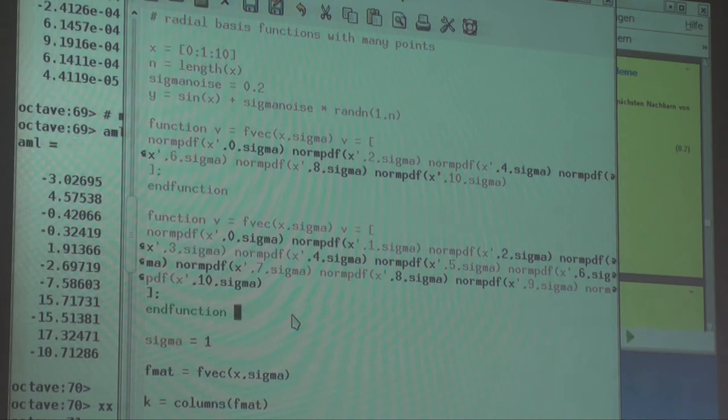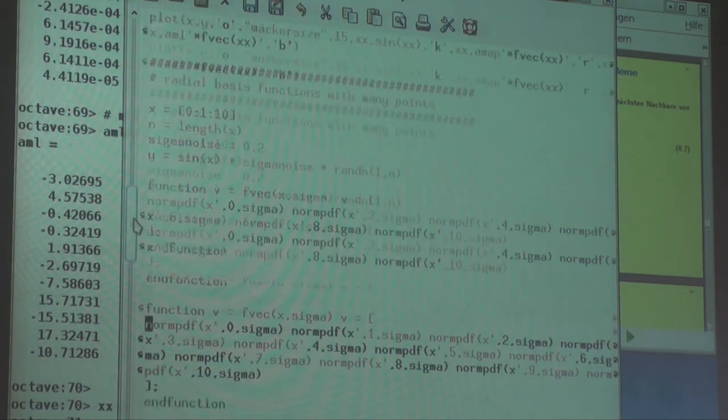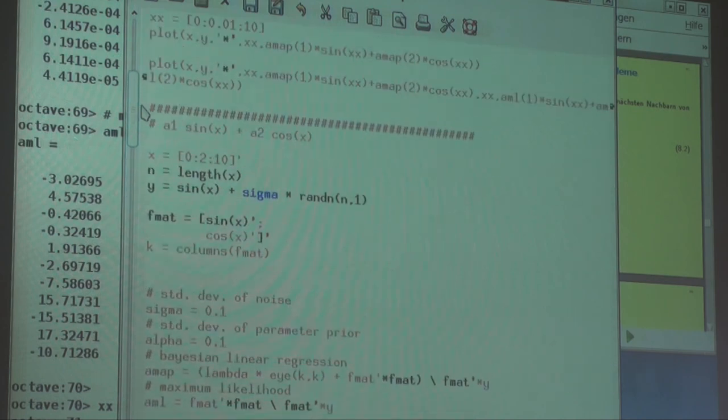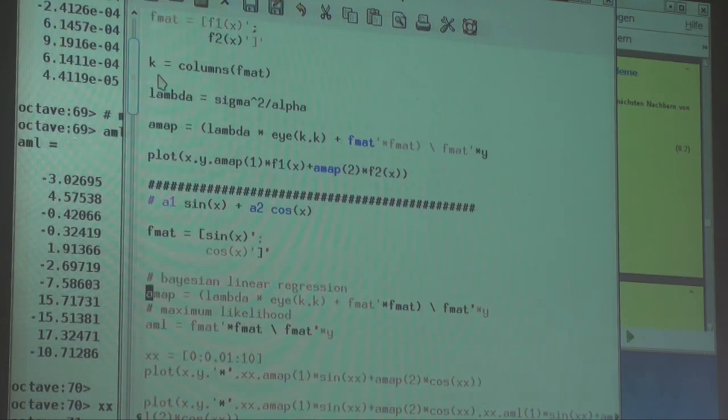What would it look like with a polynomial of degree 10? Oh, you would like to see a polynomial of degree 10? Yeah, why not? I do have it somewhere. Where is the polynomial?